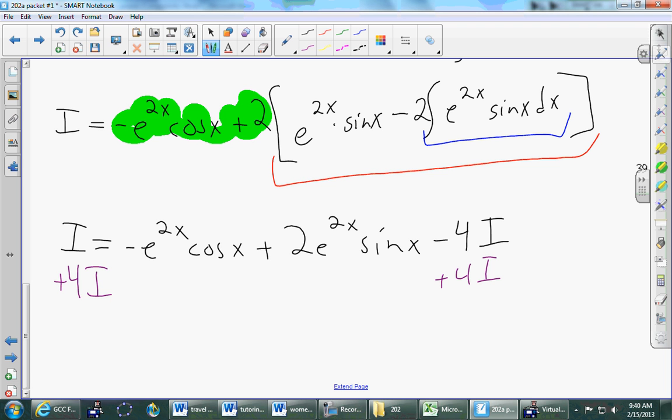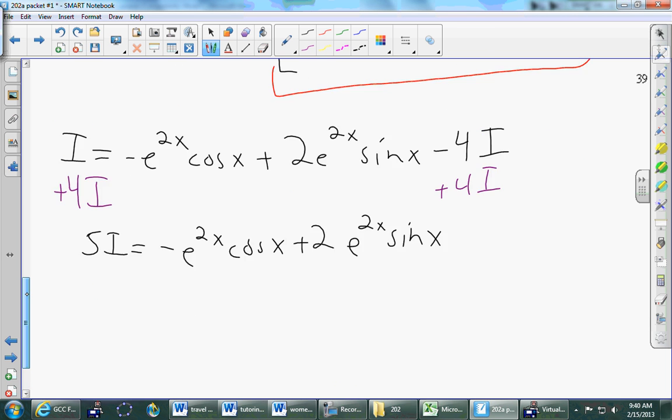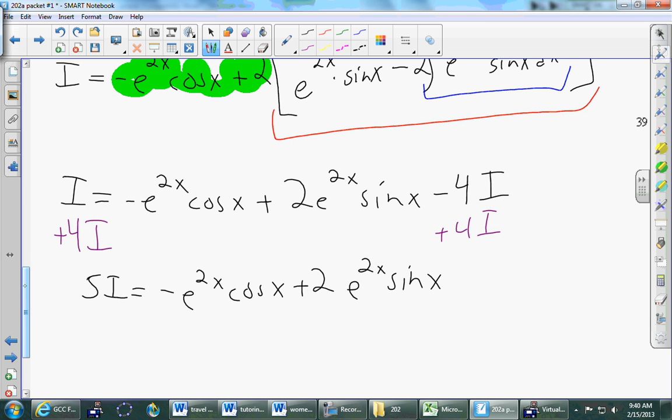And we get something we can solve. 5I is equal to all of this stuff. So how do we solve for our original integral I? Divide by 5. And we'll have our answer.